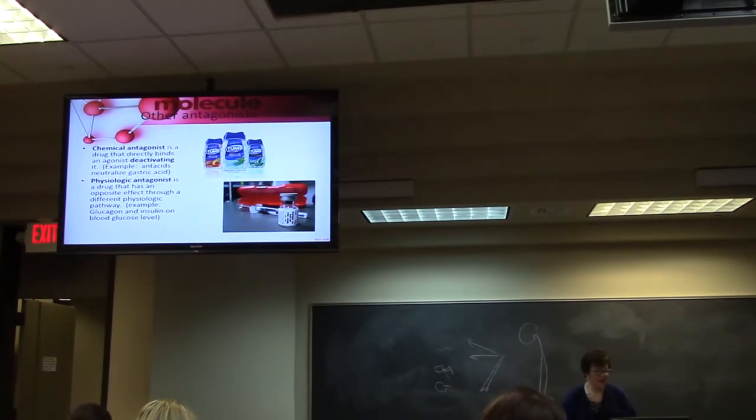A physiologic antagonist is a drug that has an opposite effect. It doesn't sit on the receptor, and doesn't do anything to the agonist itself. It works through a different mechanism to overcome what the agonist has done. The example I've given you is glucagon and insulin. Insulin drives blood sugar down. What we're going to use as a physiologic antagonist is glucagon, a different hormone that can go by a different route and stimulate the liver to put out more sugar and overcome a low.